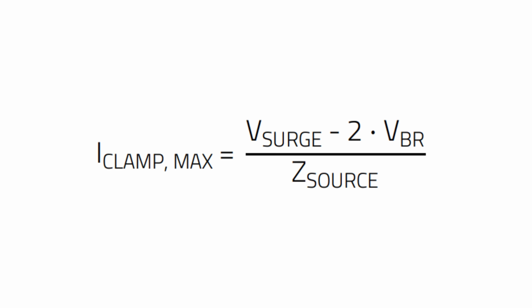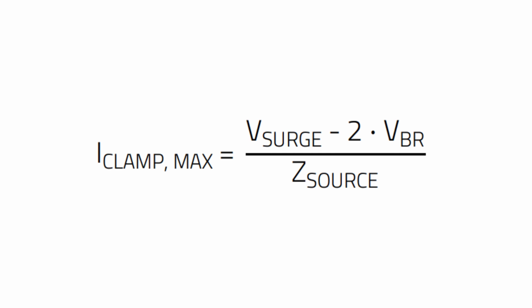So the varistor voltage, which in our calculations is going to be labeled as V sub VAR or V sub BR, can be found in the varistor datasheet. And the peak varistor current can be calculated using the numbers that we actually know. I sub clamp is the peak current of the varistor measured in amps. V surge is the test pulse voltage for surge measured in volts. VBR is the varistor voltage or breakdown voltage at 1 milliamp measured in volts.